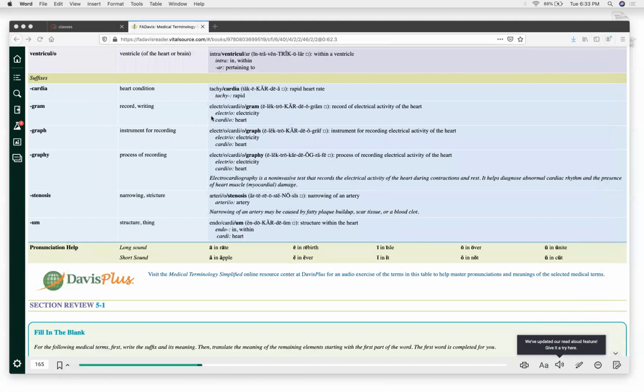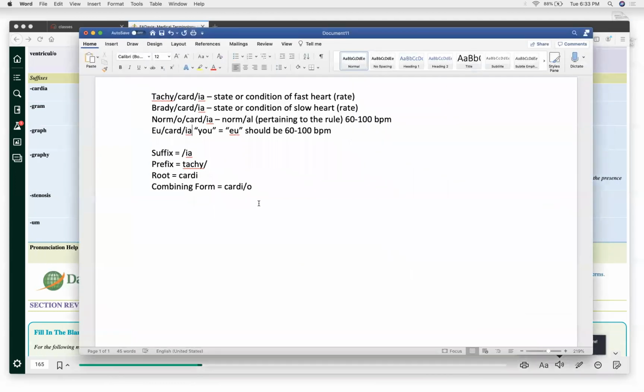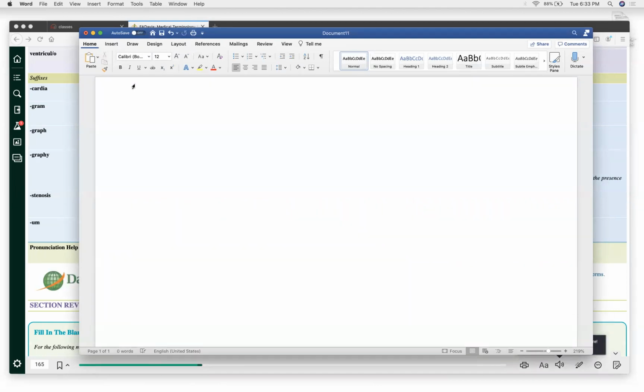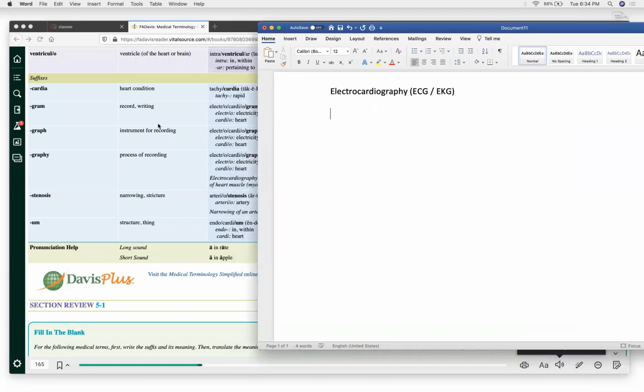Let's now look at gram, graph, and graphy together. Why did I minimize? I still need this. Okay? So let's look at gram, graph, and graphy together. Because electrocardiography, we already talked about that last week. Also, your abbreviation, also known as ECG or EKG, if you're in the lovely city of Berlin. So, what does graph mean? Gram is the actual recording. So, the electrocardiogram is the actual recording, the actual printout of the electricity of my patient's heart.